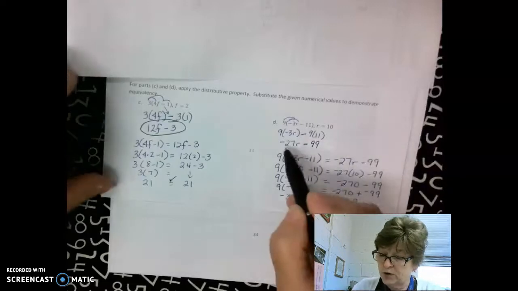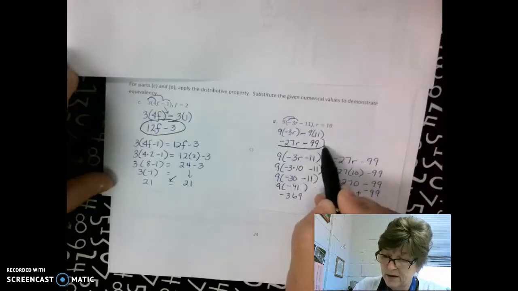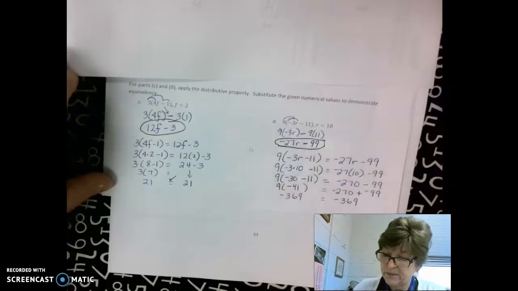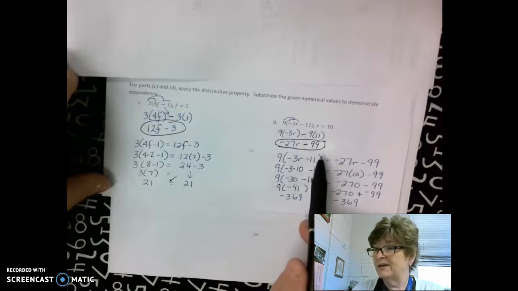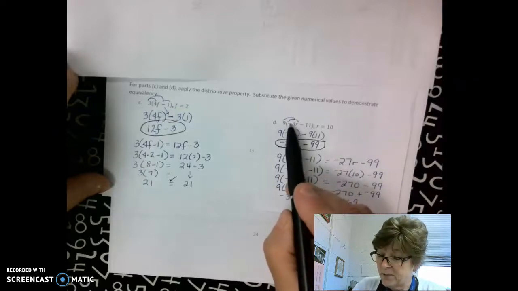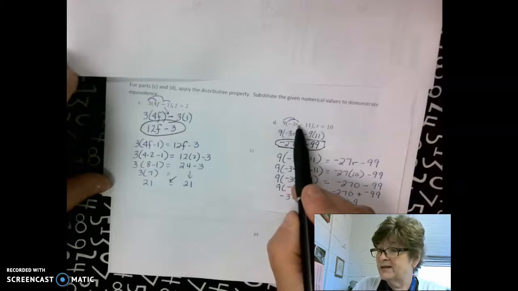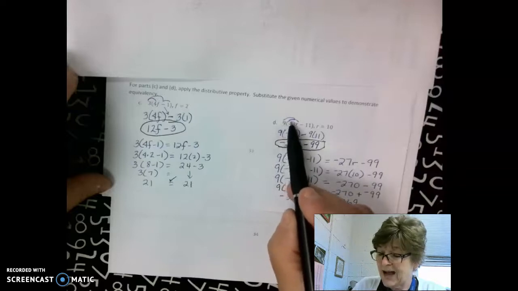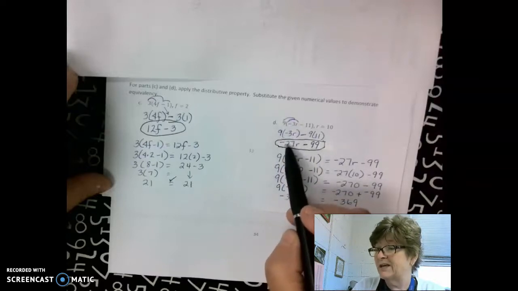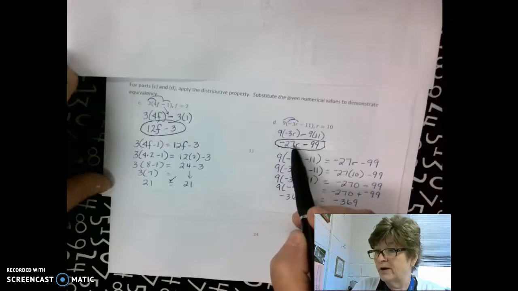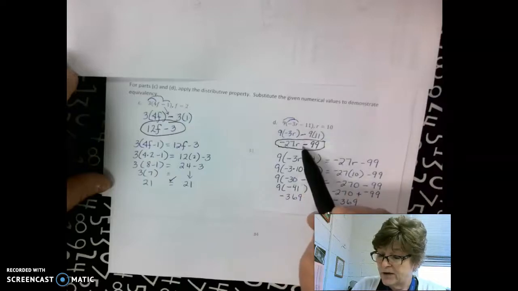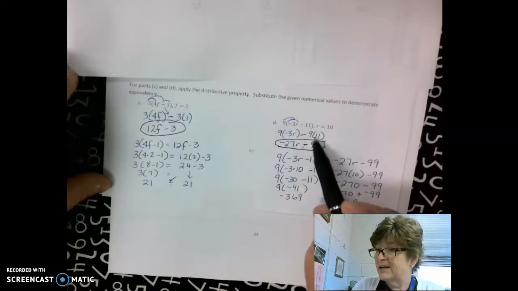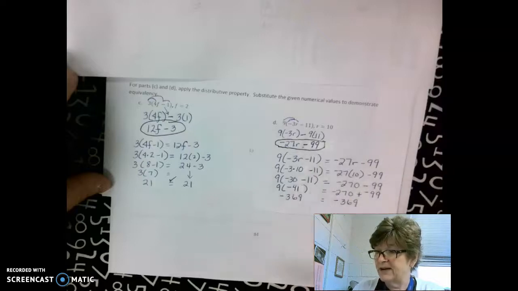So were you able to utilize that distributive property on the other side? Negative 27r minus 99. Now this gets tricky because you have to remember that this negative 3 is attached to that r. It's the coefficient with the variable r. So 9 times negative 3r is negative 27r. And don't forget this minus sign. Minus a positive 9 times 11 is 99.